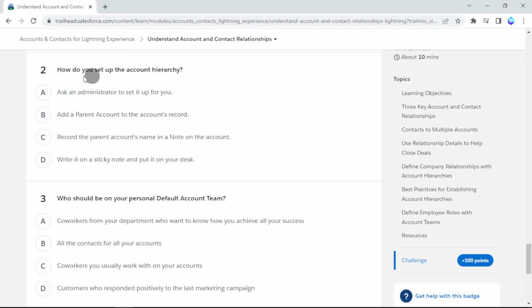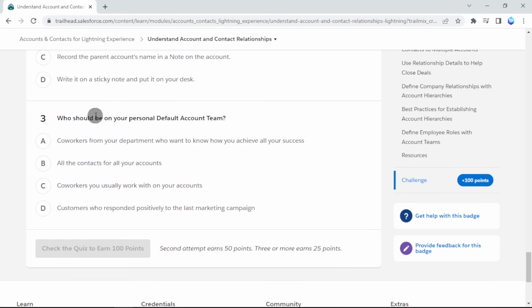The second question is, how do you set up the account hierarchy? Option A, ask an administrator to set it up for you. Option B, add a parent account to the account's record. Option C, record the parent account name in a note on the account. Option D, write it on a sticky note and put it on your desk. The answer is option B, add a parent account to the account's record.